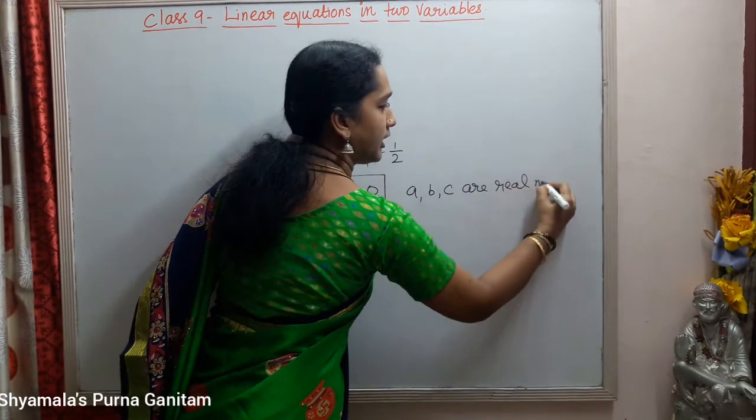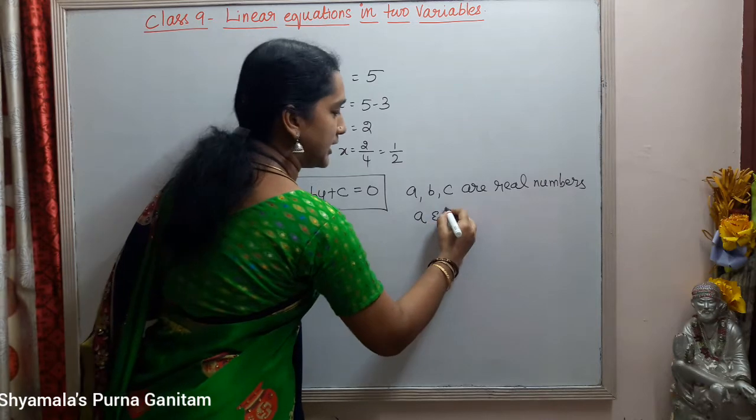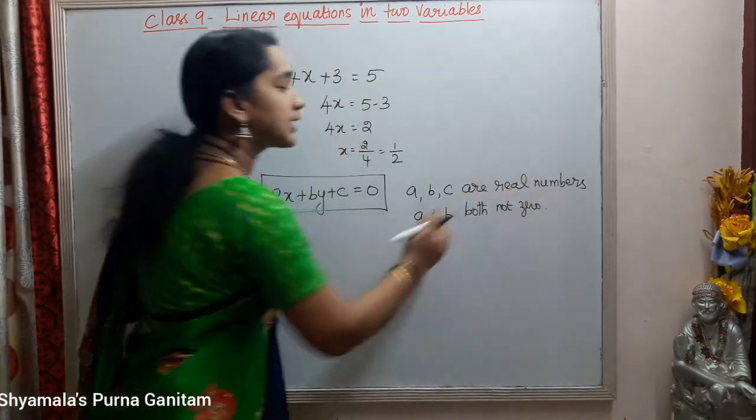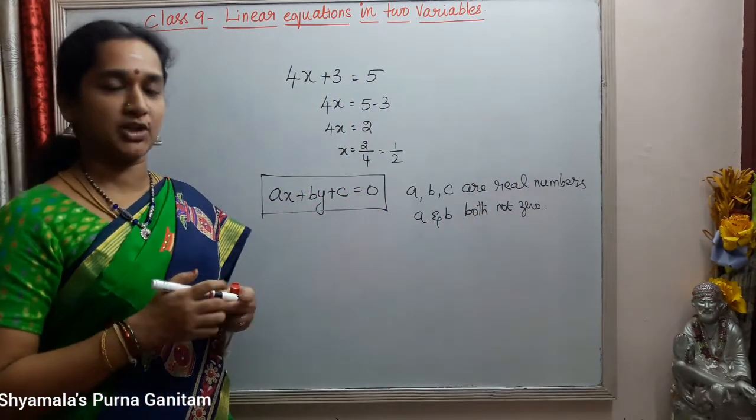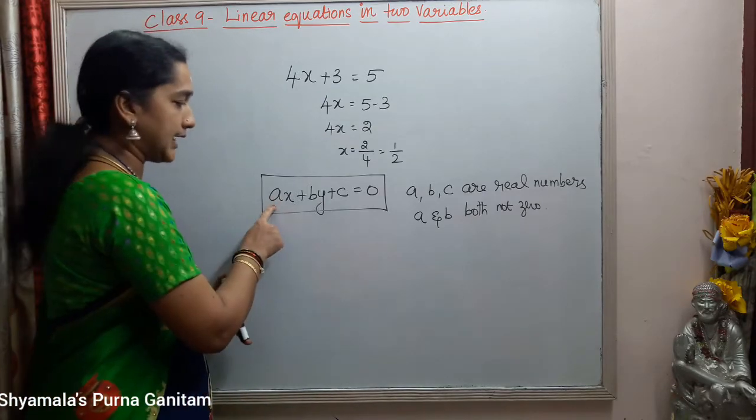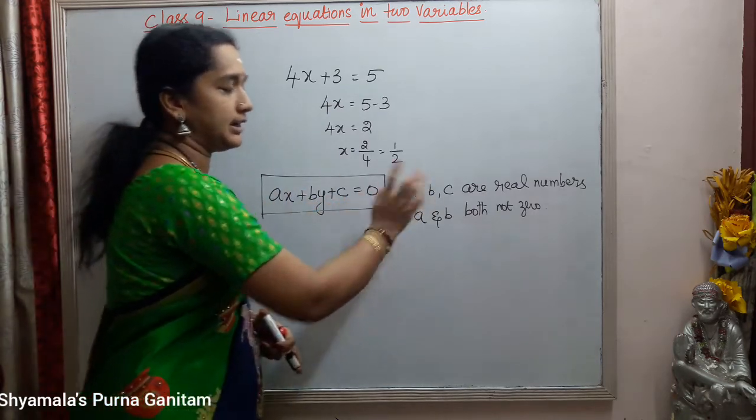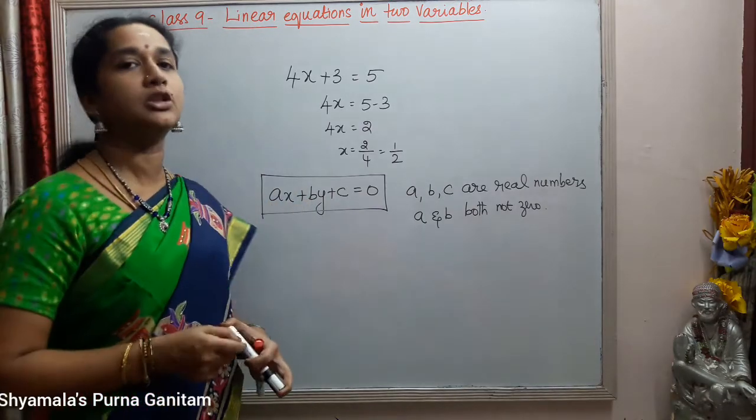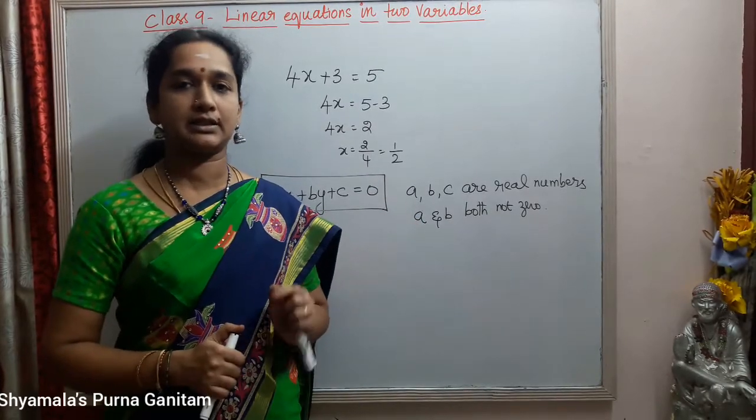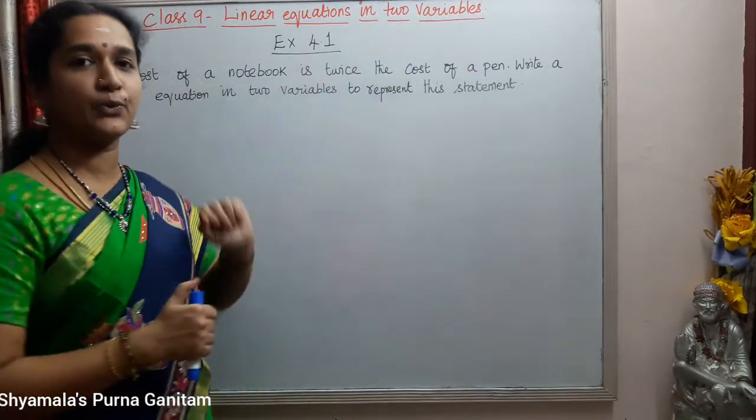So a, b, c are real numbers and a and b both not 0. This is the condition we will get for this general form. So the general form of the linear equation in two variables is ax plus by plus c is equal to 0, where a, b, c are real numbers and a and b both not 0. Based on these things we will be doing exercise sums. First, exercise 4.1 we will be doing based on these things. Now we will do exercise 4.1.